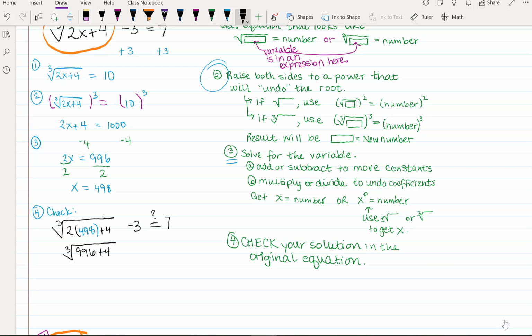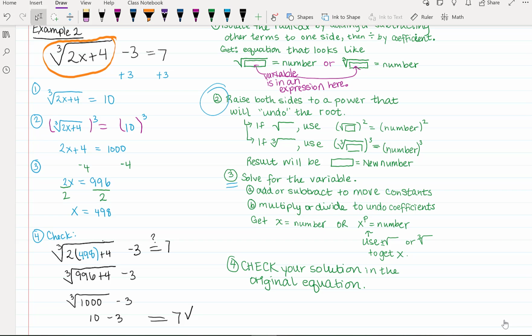So I do have the cube root of 1,000 there on the left. And I've subtracted 3. So I'm getting 10 minus 3, that's my left-hand side. And sure enough, that does equal 7. Yay! It satisfies the original equation.